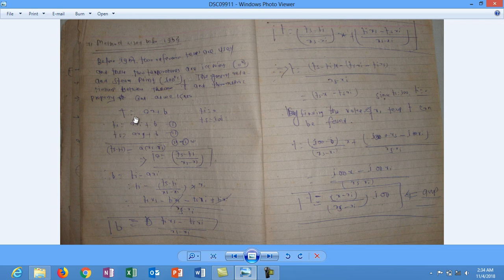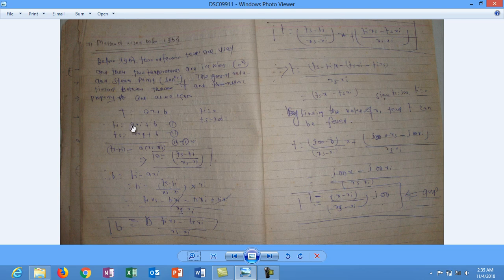At the ice point Ti, the length of the column is xi, and at the steam point the length of the column is xs. So we just have to put these values. At the ice point, Ti is equal to A xi plus B, and similarly at the steam point, Ts will be equal to A xs plus B. So we subtract equation 1 from equation 2. If we subtract 2 minus 1, we get Ts minus Ti is equal to A into xs minus xi.